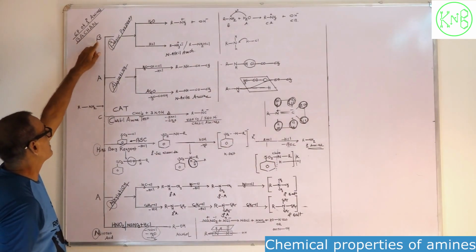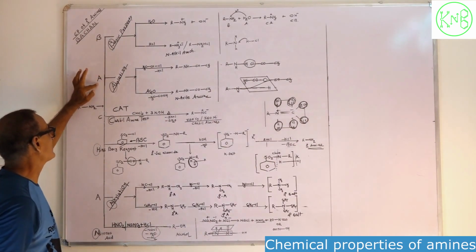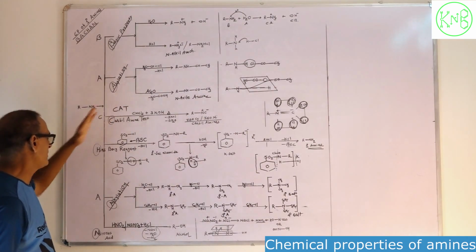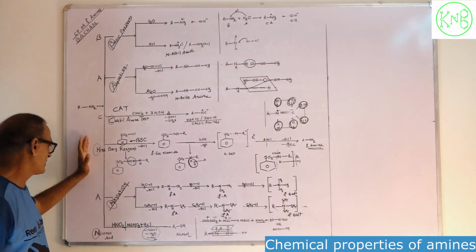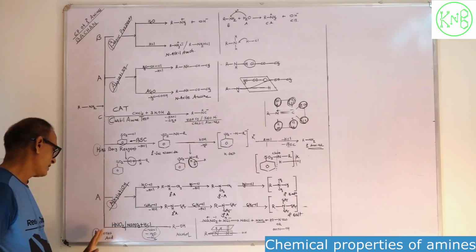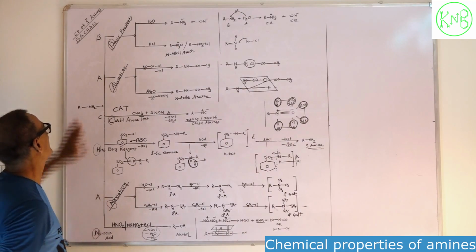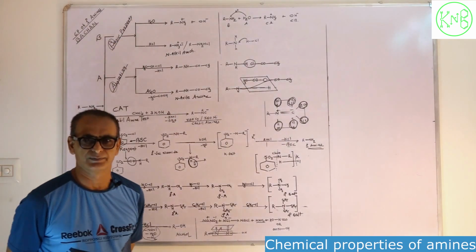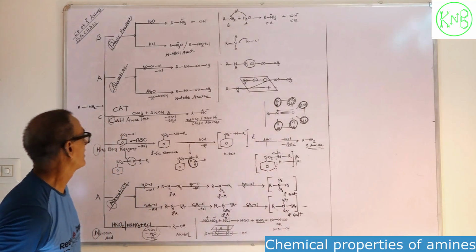B for basic property, A for acylation, C for carbylamine, H for Hinsberg reagent test, A for alkylation, and N for nitrous acid. You see, BACHAN, Bachchan, it is a surname.